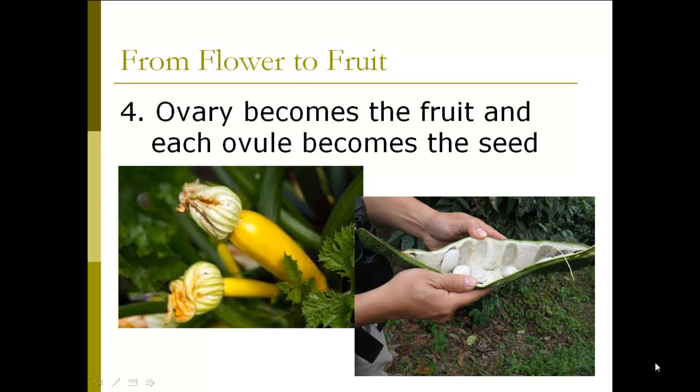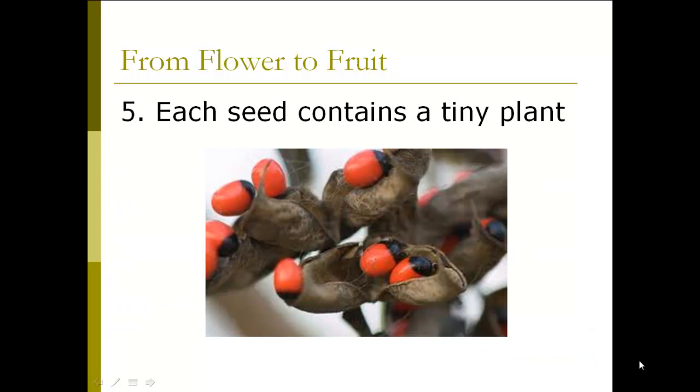As the fruit grows and begins to ripen, the fruit protects the developing seeds. Fruits also help the plants spread seeds. Animals eat the fruits and discard the seeds away from the plants. Each seed contains a tiny plant. If the seed sprouts or begins to grow, a new plant will form.